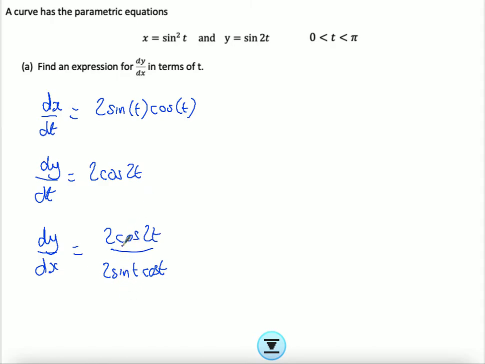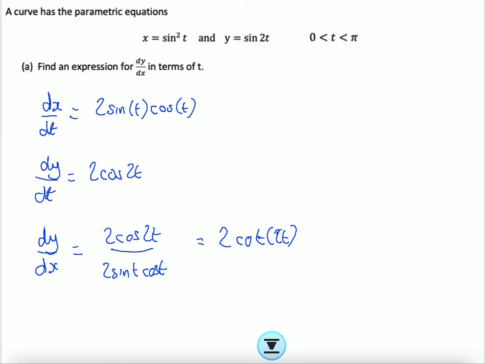That's okay to leave it like that. However, I recognise 2 sine t cos t as sine 2t. So actually, this does actually simplify to 2 cot 2t. As I say, this format is okay. It's fine. It does the job.